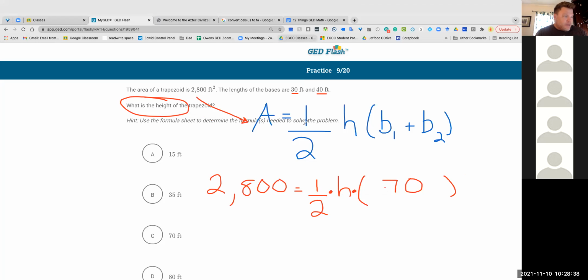And the commutative property of multiplication means you can do it in any order you want. 2 times 3 times 4 is the same as 4 times 2 times 3. You can mix up the order. So real quick, we can do 70 times 1/2.